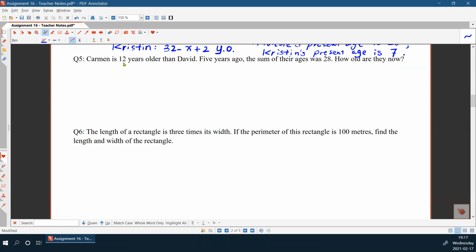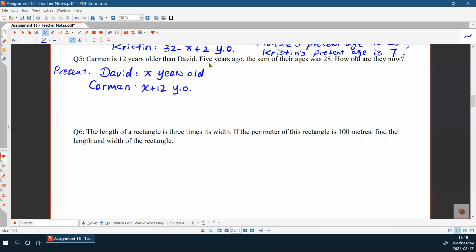So we can use the letter X to denote Carmen or David's present age. So present, for example, we use the letter X to denote David's current age. So presently, David is X years old, and Carmen, how old is Carmen now? Carmen is 12 years older than David. That means Carmen now is X plus 12 years old, right?